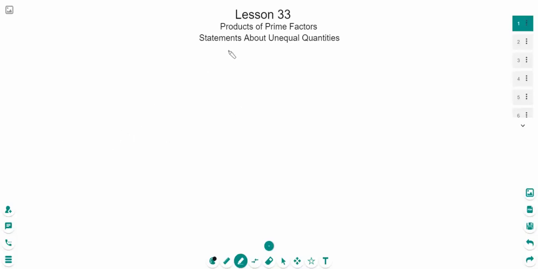So today we're going to be talking about products of prime factors, and we're going to look at some statements about unequal quantities, which basically just means, for the second one here, we're just going to be looking at some more word problems that are actually very similar to the ones we've already done. So first, though, let's tackle this first part, the products of prime factors.